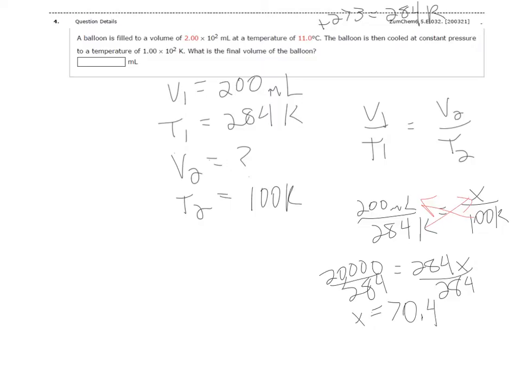70.4, and the unit that comes out will be the same as the unit that we had for the first volume, milliliters. If we had converted that first volume into liters, then x would come out in units of liters. So the volume units will stay constant in the proportion.